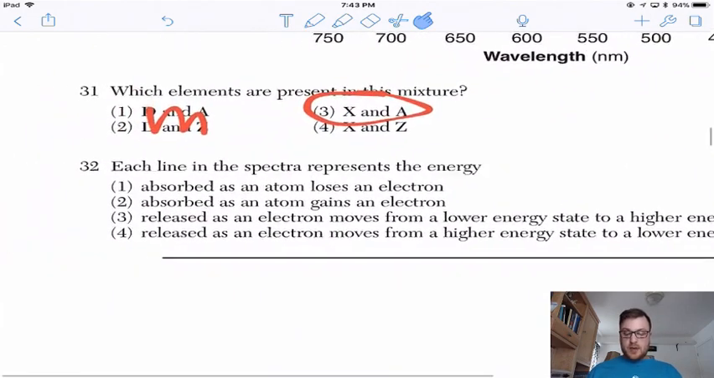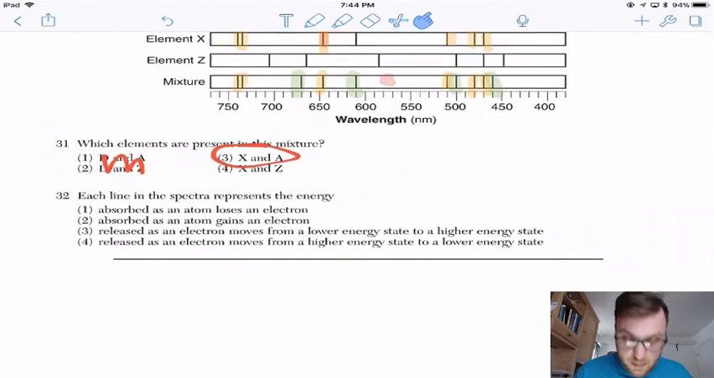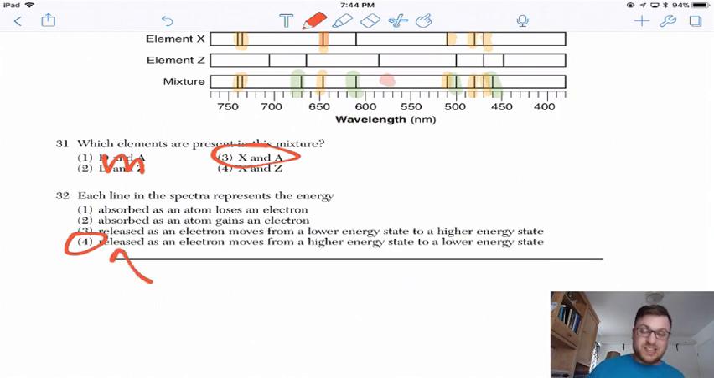Each line in the spectra represents the energy, and so on. They ask this question every single year. It might be short answer, might be multiple choice. In my experience, it favors the short answer. It's all about electrons moving from excited to ground state. That is when you see the spectral lines. There's only one answer choice that says that, and that's answer choice 4. If there are multiple answers that said that, you want to pick the one where the energy is released.